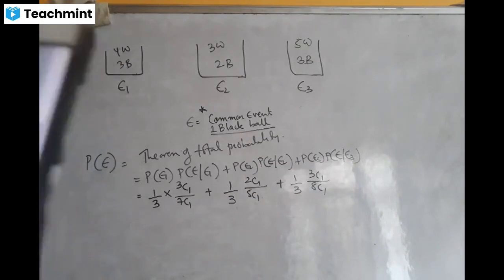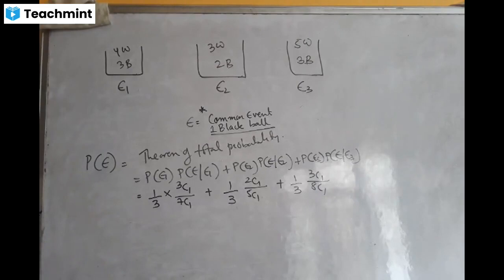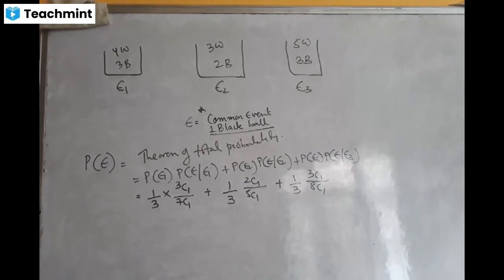Okay, now I'm going to read the theorem one more time. Theorem of total probability. If there are 3 events E1, E2, E3, three bags, such that there is a common event. So there are three bags, and the common event is one black ball. The black ball can be drawn from bag 1, from bag 2, and from bag 3. So one black ball becomes your common event. Is that clear? So which is common to all the 3 events.